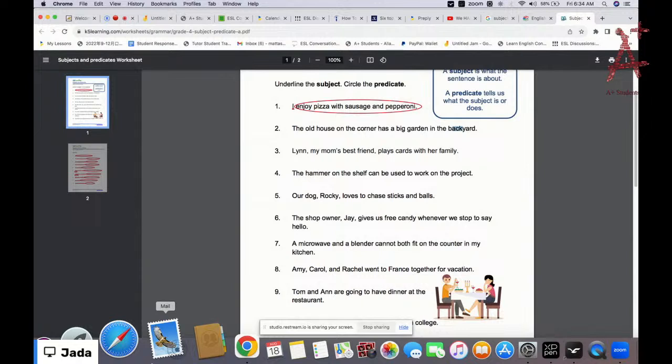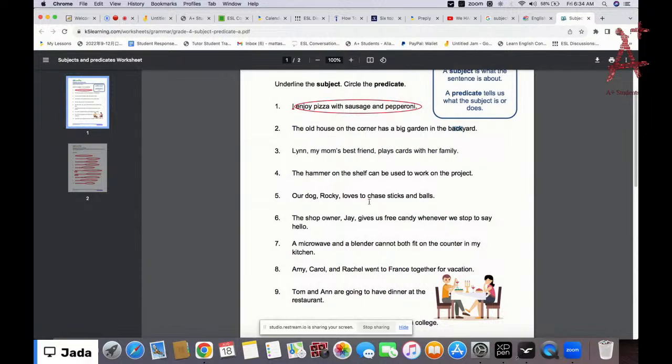Okay, so moving on to the next. It says Lynn, my mother's best friend, plays cards with her family, right? Okay, so it's gonna be what? My mother's best friend is the subject, and plays cards with her family is the predicate. So that's the predicate. Okay?